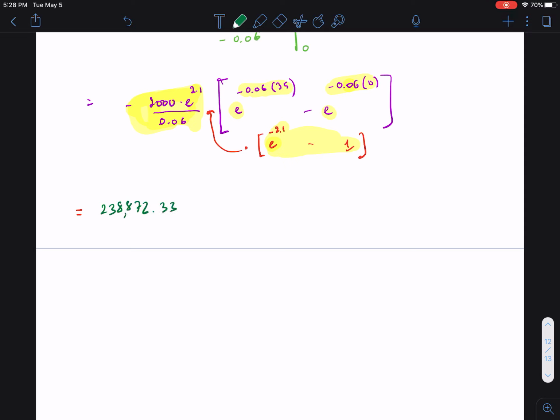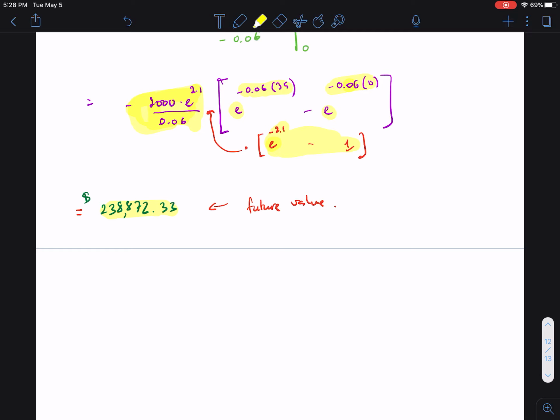So this is my answer: 238,872 as the amount in the account by the end of 35 years. This is our future value. That's how much is in the account if we continue to deposit 2,000 each year that earns 6% compounded continuously. At the end of 35 years, he'll be retired with a Roth IRA of about $240,000.